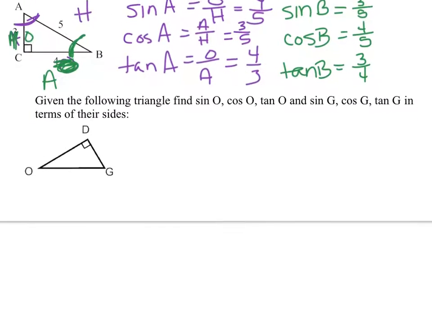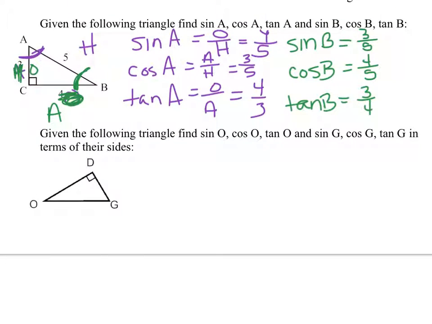So to do this one, if I want to ask for the sine of O, cosine of O, tangent of O, you're like, but there's no numbers or anything. Well, what we have to do is use the letters. So if we have a capital letter D for an angle, the side opposite is a lowercase d. Uppercase G, the side opposite is a lowercase g, and O and little o is a little hard to see. Look, it's dog and God, or just dog and dog, whatever you want to do.